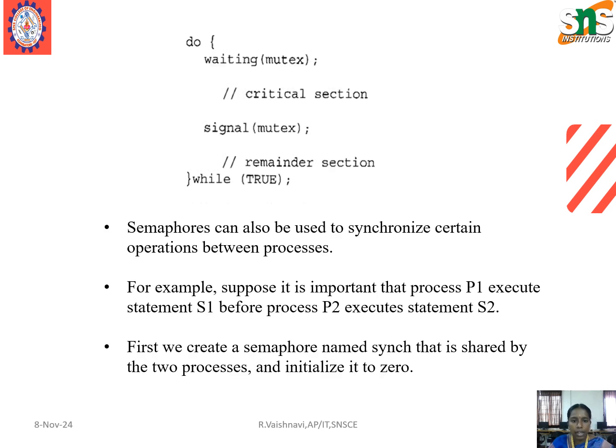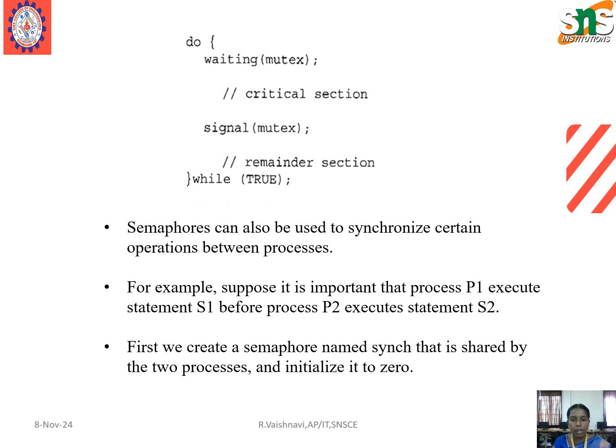Here we have the syntax, that is do: wait(mutex), and then the critical section is held here. After finishing the critical section, signal(mutex) will happen, followed by the remainder section, while the condition is true. Semaphores can also be used to synchronize certain operations between processes.